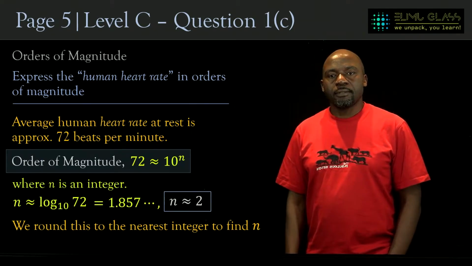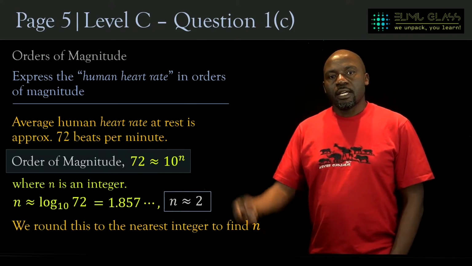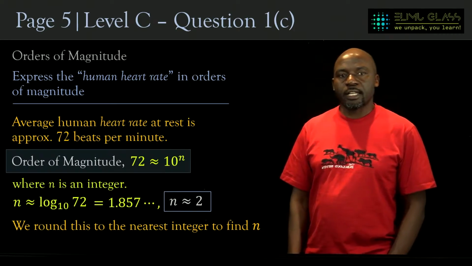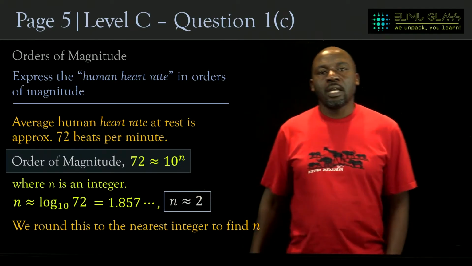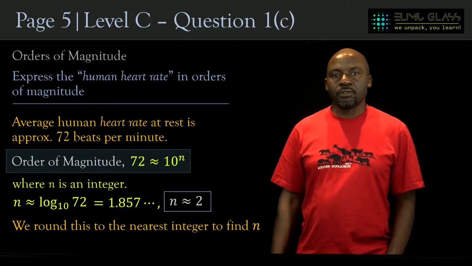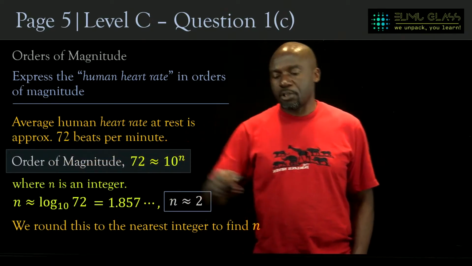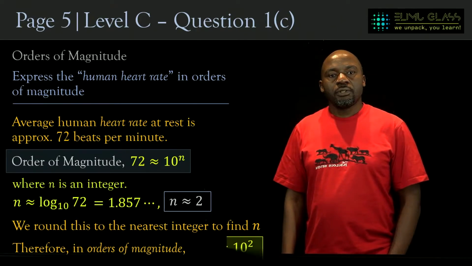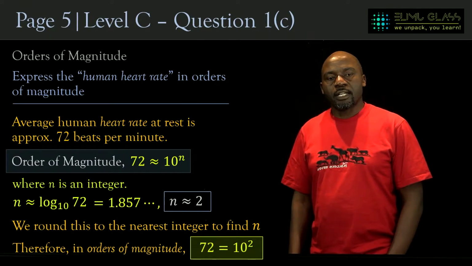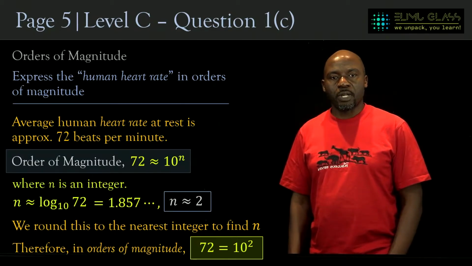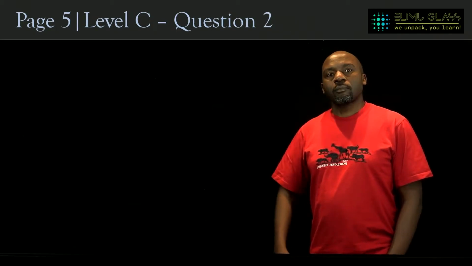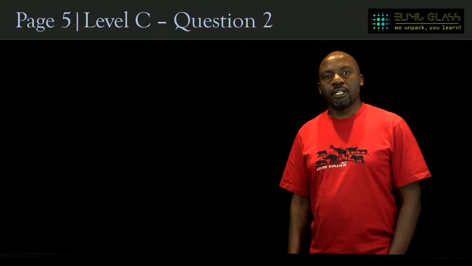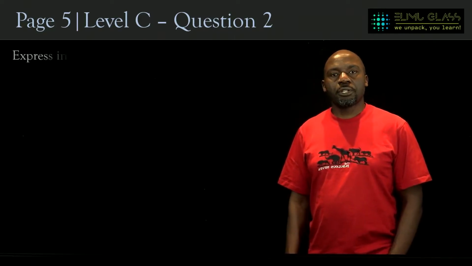And for that reason, we can conclude that 72 can be expressed as 10 to the power of 2 in orders of magnitude. So this is orders of magnitude, okay? 72 in orders of magnitude can be expressed as 10 to the power of 2. I hope you got that right. The next, on the same page, we will look at question number 2.